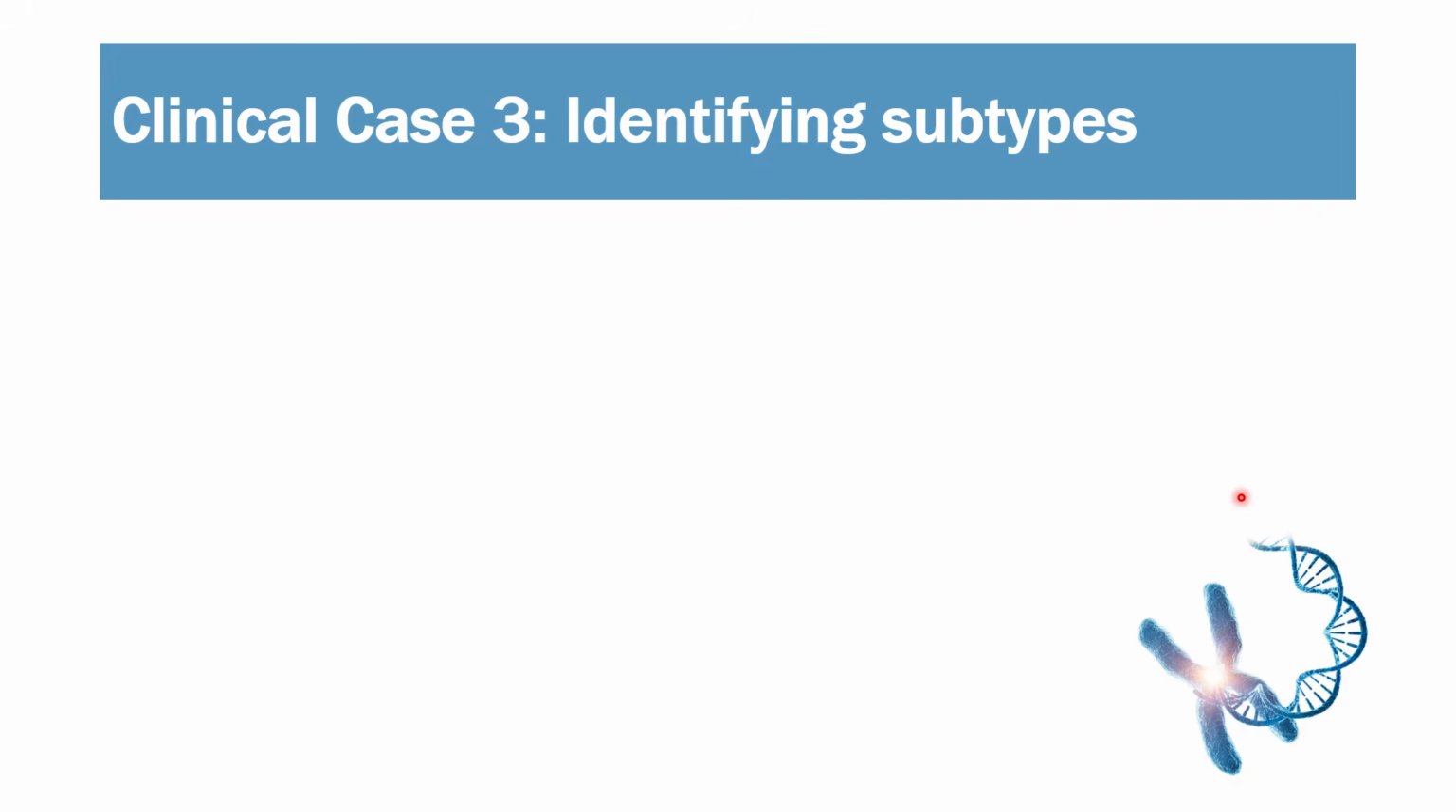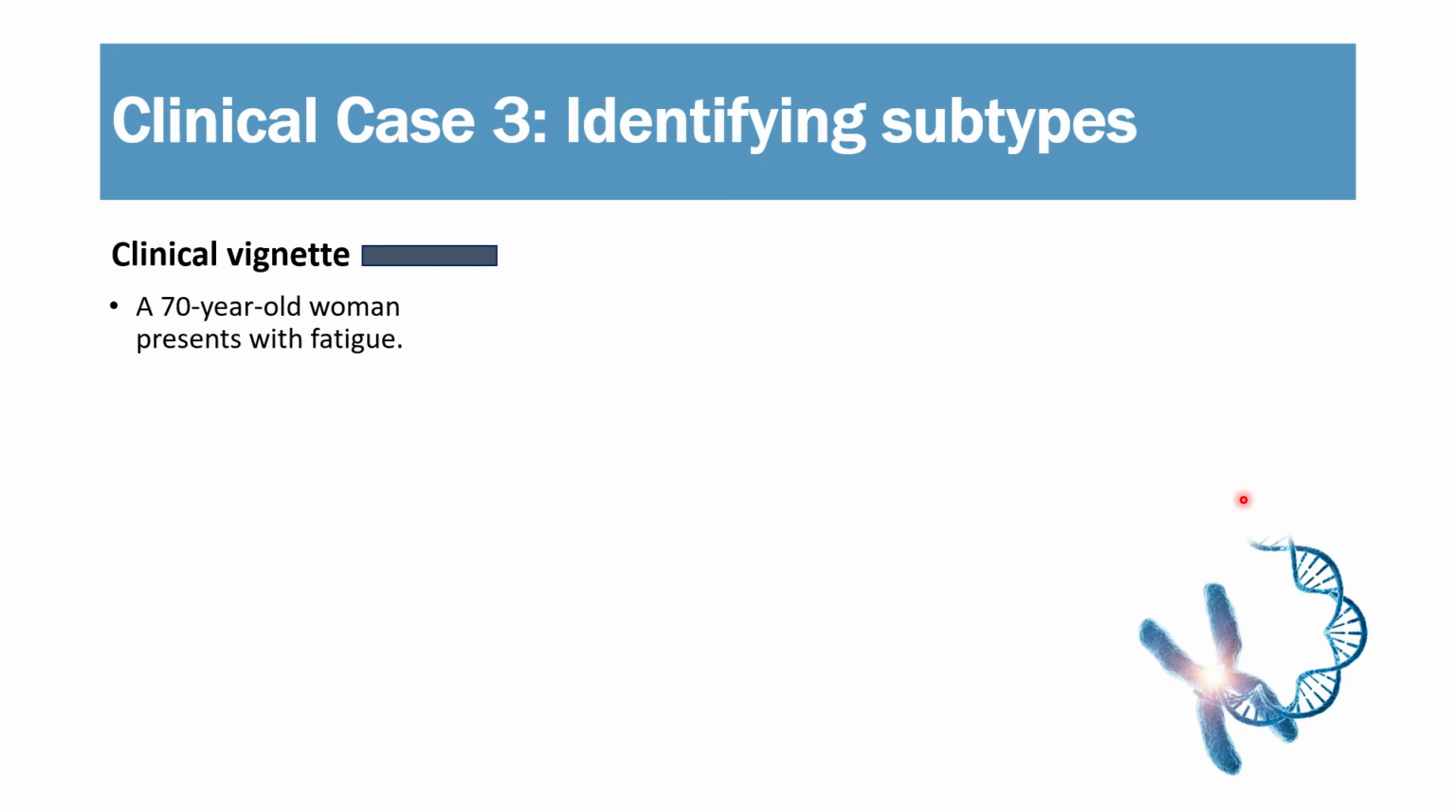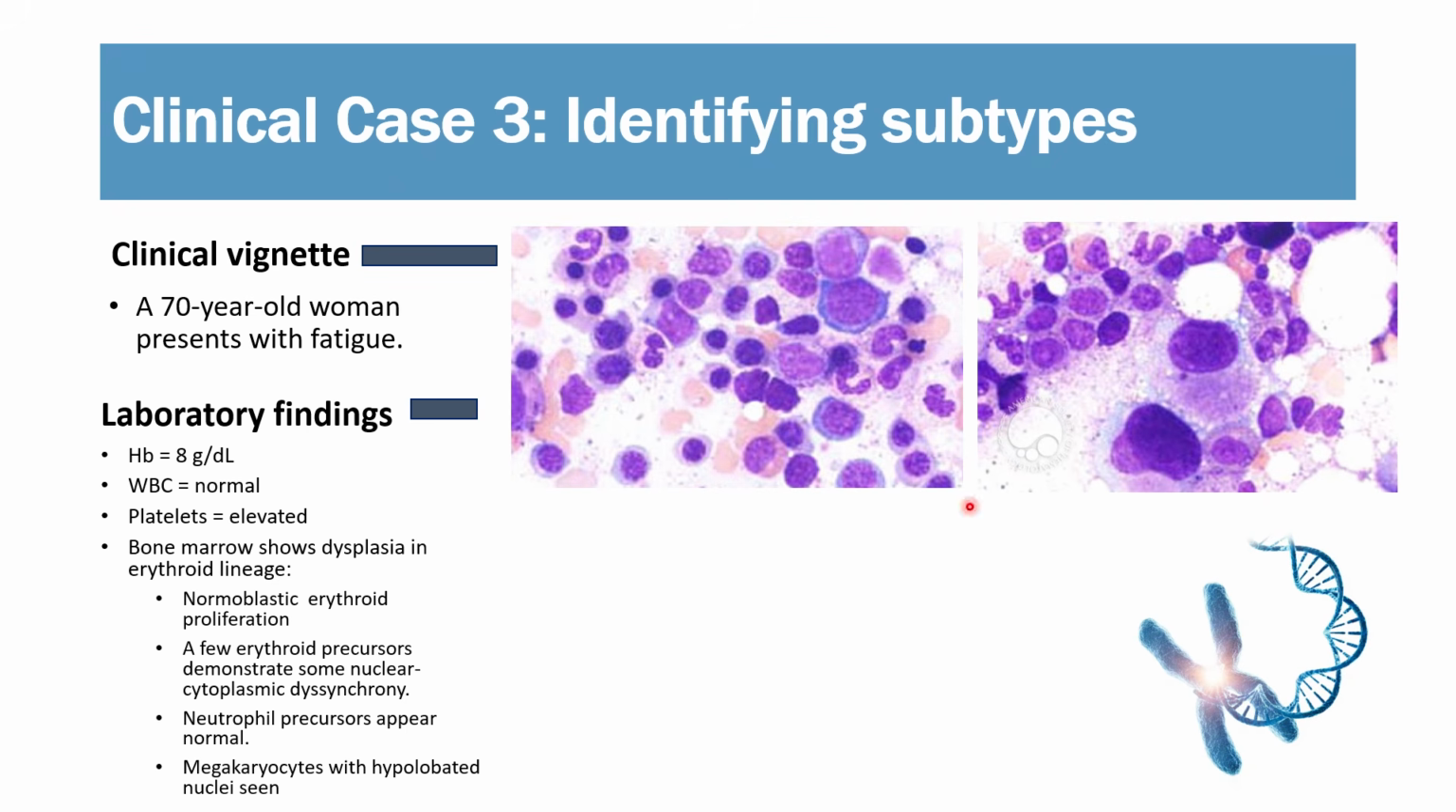Let's move now to the third clinical case. This is a case of a 70-year-old woman who presented with fatigue. Her laboratory findings showed that she was anemic, her hemoglobin was 8, the WBC was normal, but the platelets showed an increase. The bone marrow showed dysplasia in the erythroid lineage.